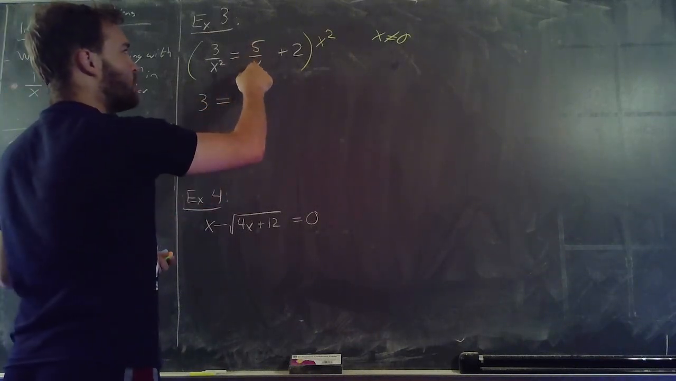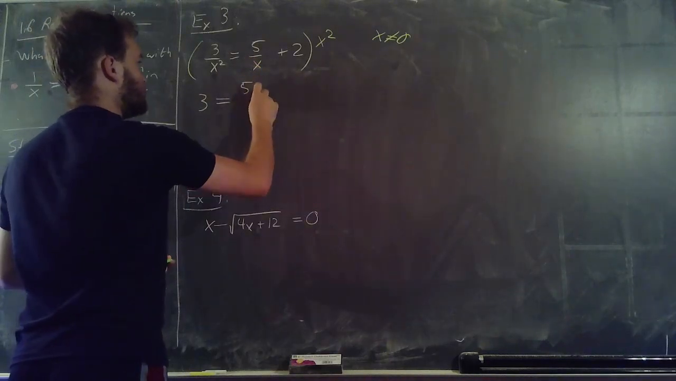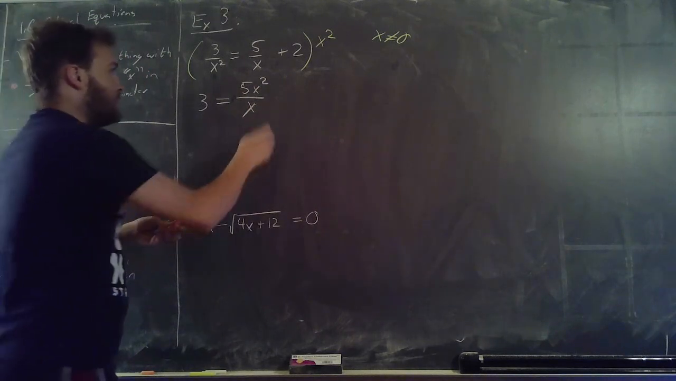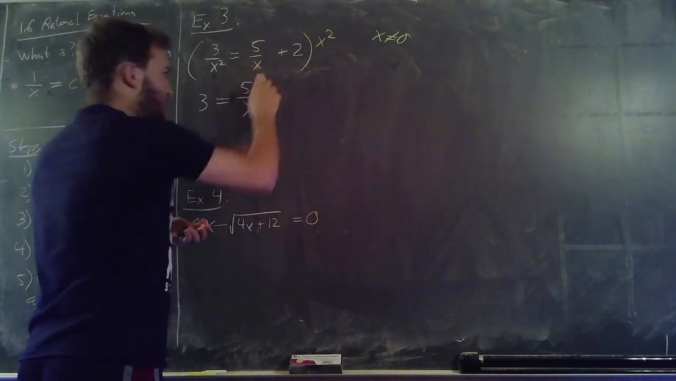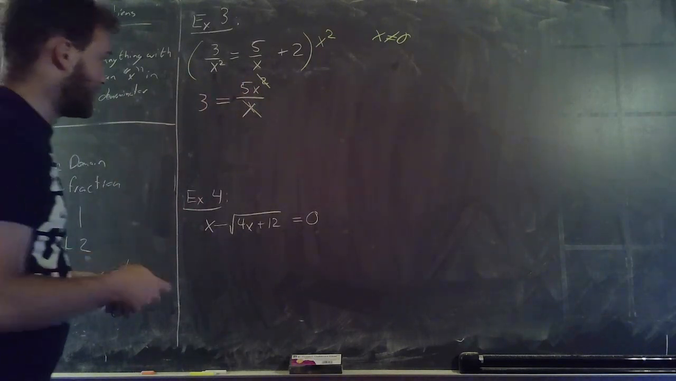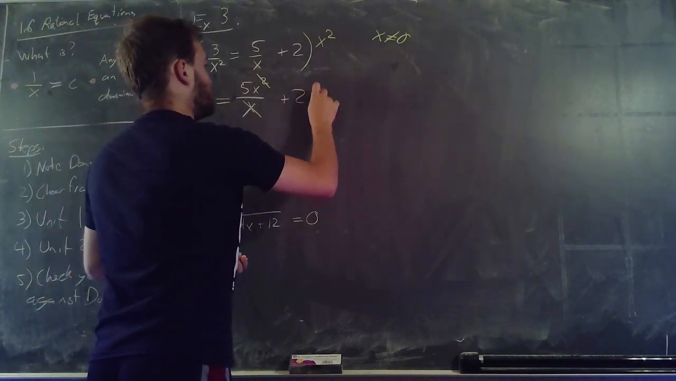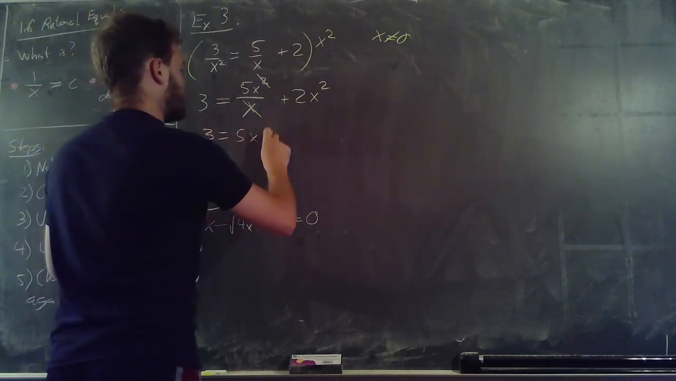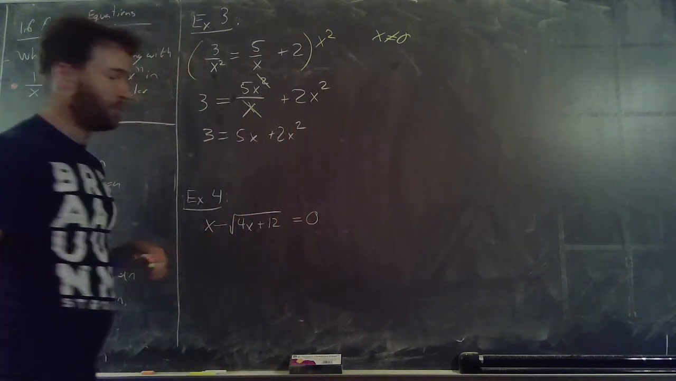5x squared over x. I'm going to write this one out, because what you'll notice is that the x on bottom cancels one of the x's on top, leaving me with just 5x, and I'll rewrite that in just a second. And then here I'll have 2x squared. So all together I have 3 equals 5x plus 2x squared.